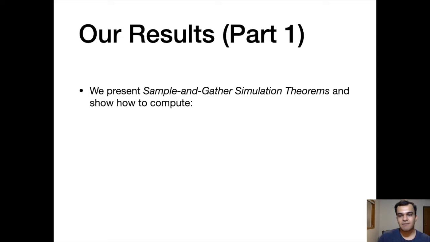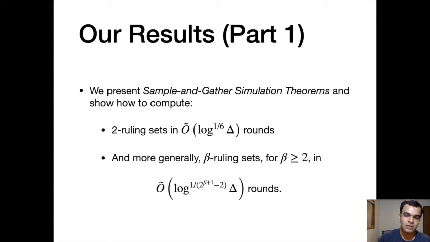We present sample and gather simulation theorems, and using these we show how to compute two ruling sets in log delta raised to 1 over 6 rounds, and more generally we show how to compute beta ruling sets for beta greater than or equal to 2 in log delta raised to c rounds, where c decreases exponentially with respect to beta.